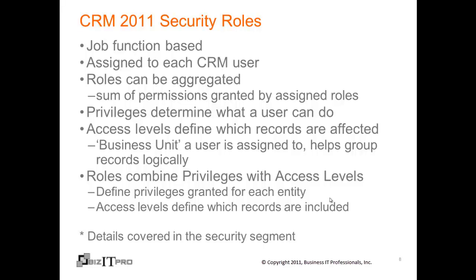Roles can be aggregated, which means that basically a user receives the sum of the permissions granted by whatever roles they are assigned. Privileges determine what a user can do, while access levels determine which records are affected by the privilege. This is based upon the business unit a user is assigned to and helps group records logically based upon record ownership and business unit participation.